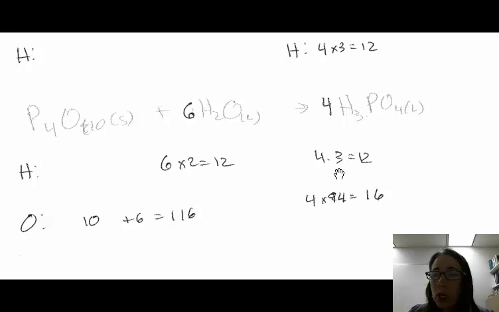The very last thing I'm going to look at is my oxygen. This coefficient of 4 in front of the phosphoric acid gives me 16 oxygens on my product side. When I look at my reactant side, I have 10 from my tetraphosphorus decoxide, and I have 6 times 1, which is 6 from my water. So when I add those, I get 16, and I'm not sure why it says 116. That's just a typo. I'll just put a little hand in front of there. Now I have 16 oxygen on each side, and my entire equation is balanced.